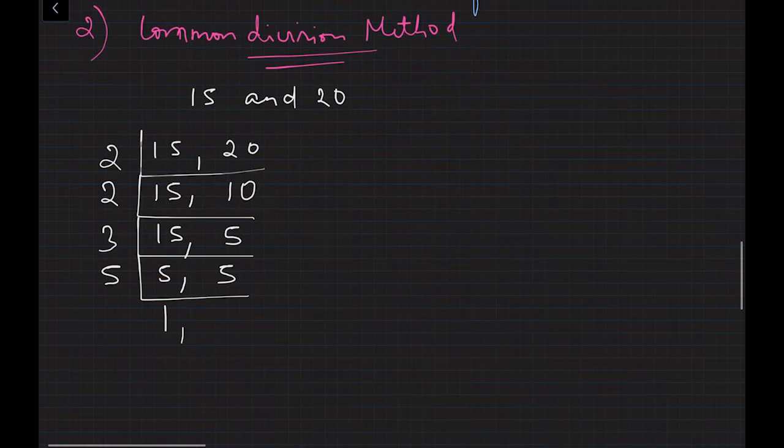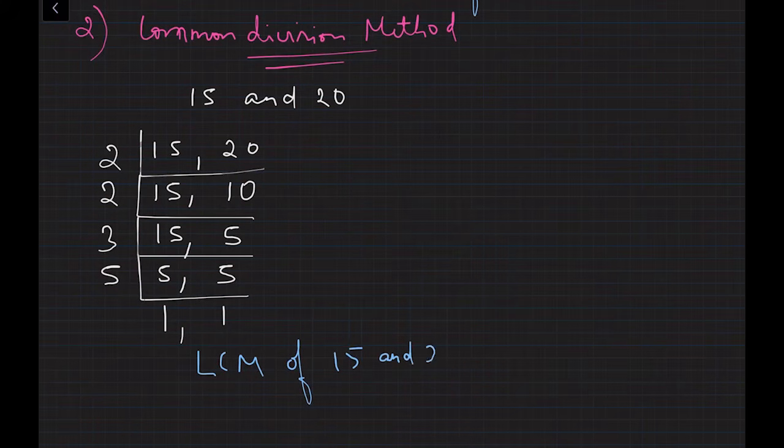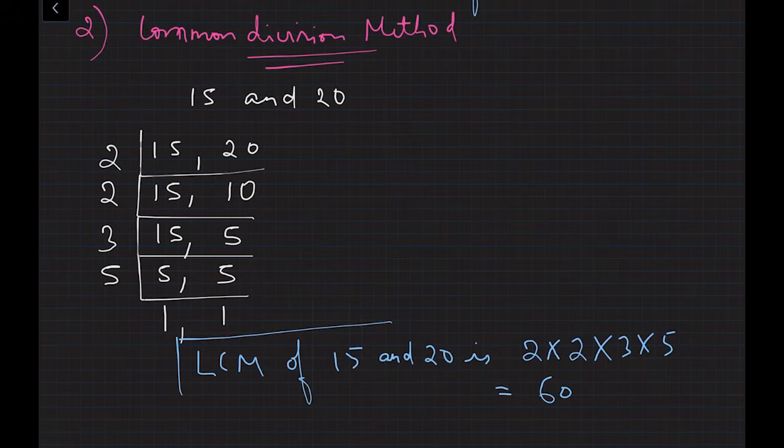5 ones are 5, 5 ones are 5. After doing this, we need to multiply all these prime numbers. When we multiply all these prime numbers, we get a number and that will be our LCM. Therefore, the LCM of 15 and 20 is 2 into 2 into 3 into 5. That is 2 2s are 4, 4 3s are 12, 12 5s are 60. So 60 is the LCM of 15 and 20.